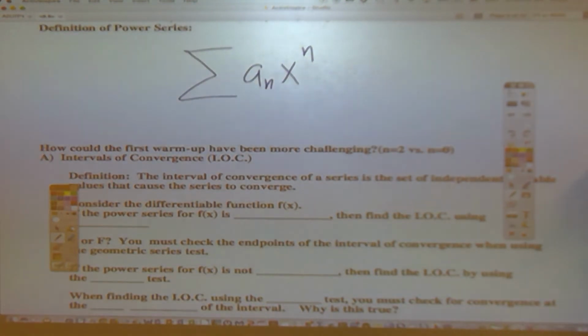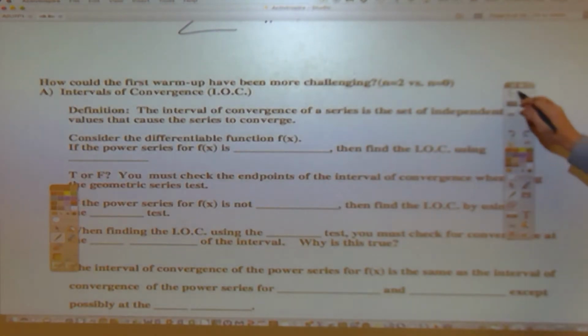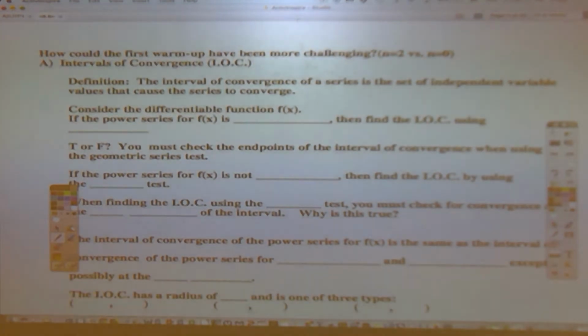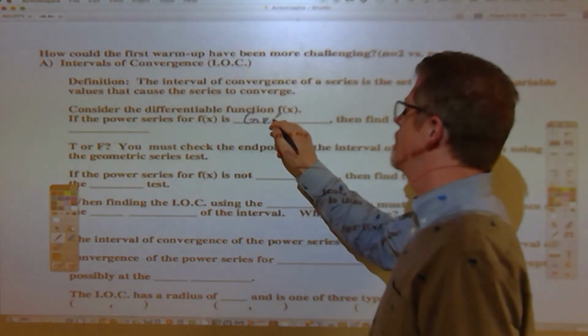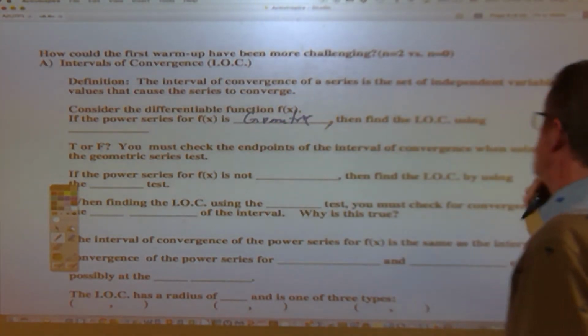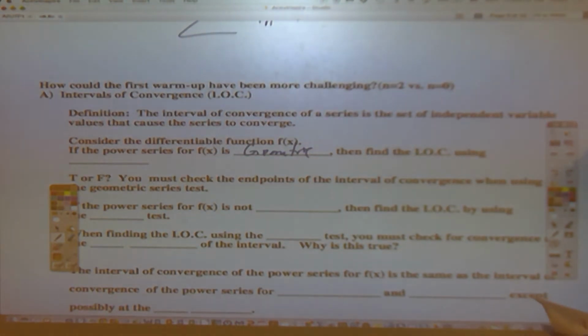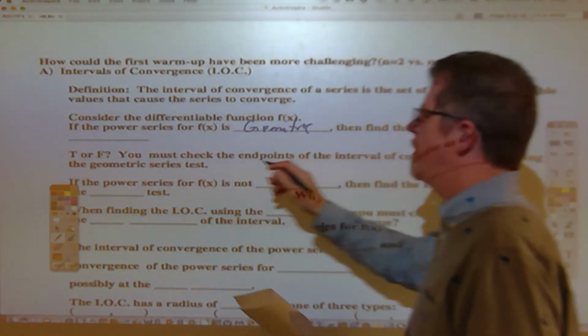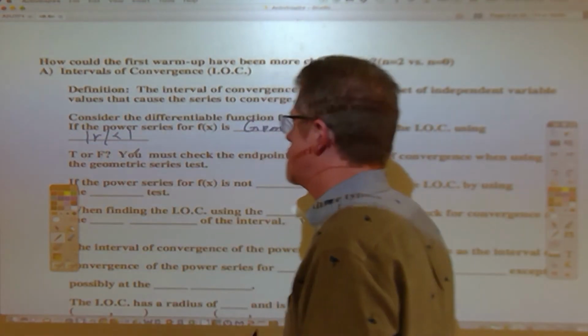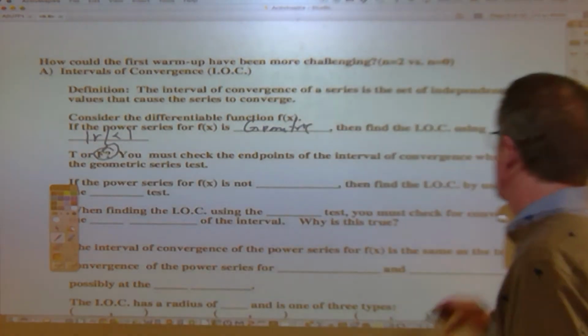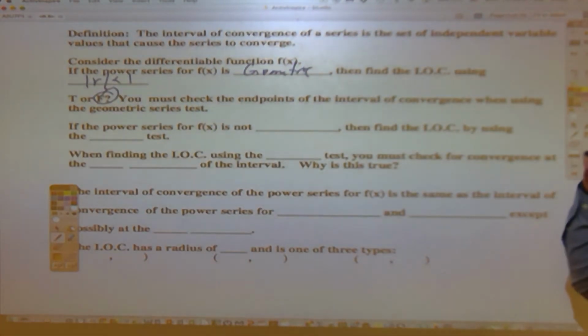Okay, so tell you what. The interval of convergence of a series is the set of independent variable values that cause the series to converge. So look at the power series for when f of x is geometric. If f of x is geometric, the bottom line, as I summarized already, is that we just use absolute value of r is less than 1. True or false? You have to check endpoints with the interval of convergence when you're using geometric. No, you don't have to. I already mentioned that. It's just summarizing stuff I already said.